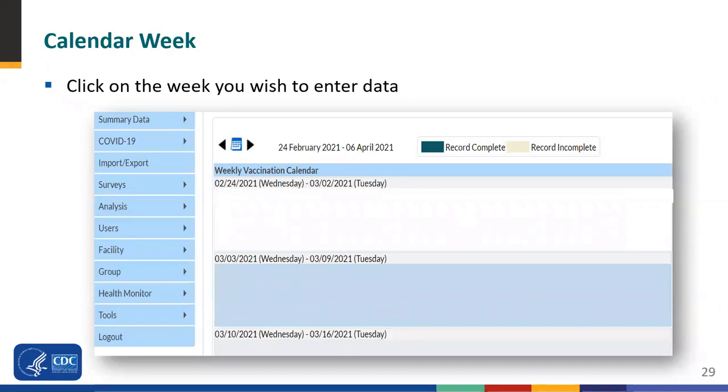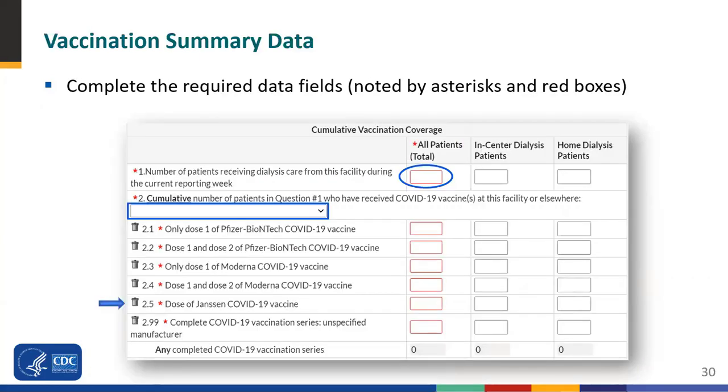You will then see a screen in a calendar format for the vaccination summary data. To report weekly COVID-19 vaccination data, please click on the week for which you wish to enter data. You will then see the data entry screen for reporting weekly COVID-19 vaccination data. Please note that the fields with asterisks and red boxes are required categories. For question 1, enter the number of patients receiving care from the facility during the current reporting week.